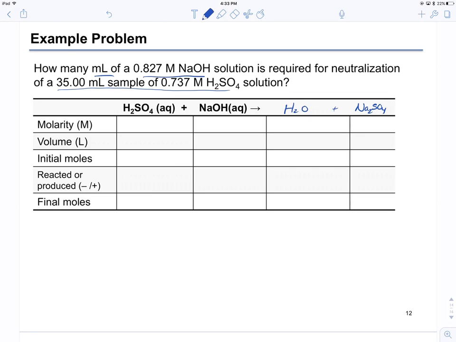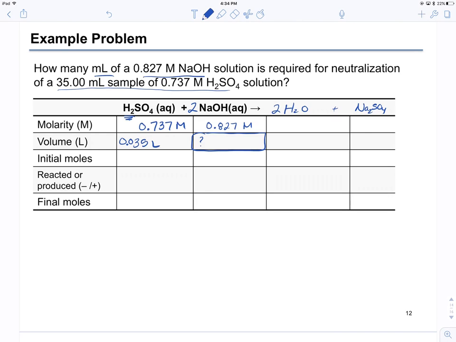We're going to have to balance this, recognizing that we have two equivalents of hydroxide needed to neutralize this diprotic acid, sulfuric acid. So let's fill in what we know. 0.737 molar sulfuric acid. We're looking at 35 milliliters, and I'm going to write that in liters. And we have a 0.827 molar solution. And we want to know how much of this we need to neutralize this. This is what we're trying to find.